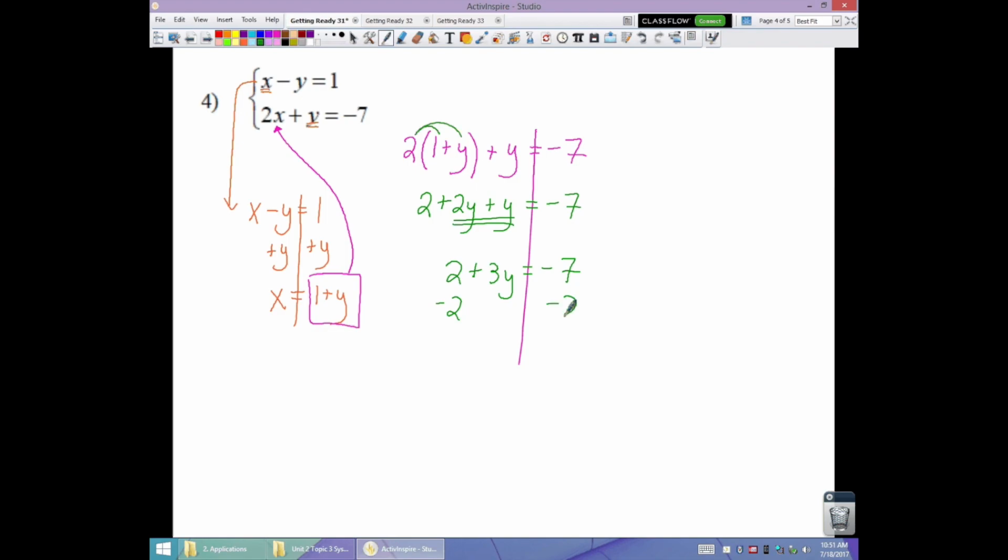Subtract 2 on both sides. So we are left with 3y equals negative 9. Divide both sides by 3. Y is equal to negative 3. That's half of my solution.